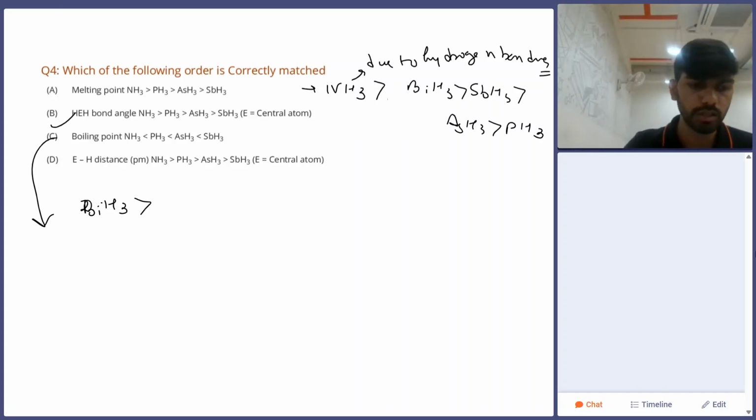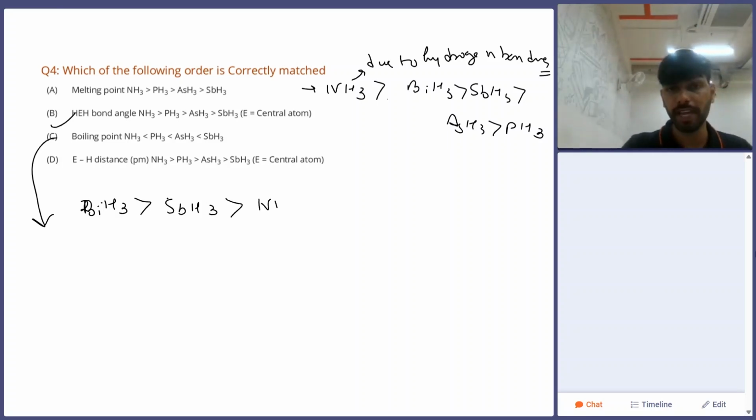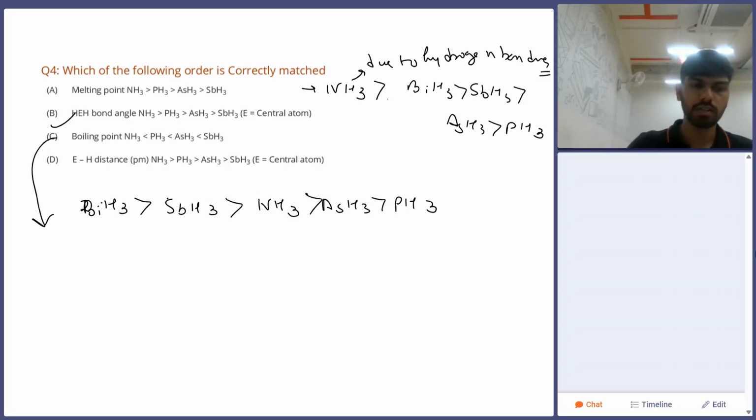BiH3 is more. After BiH3, we have SbH3. After BiH3 and SbH3, we have NH3. Hydrogen bonding is there, but it is not that much in the case of boiling point. After NH3, we have AsH3, and the least is PH3. Clear? So this is the order of boiling point.